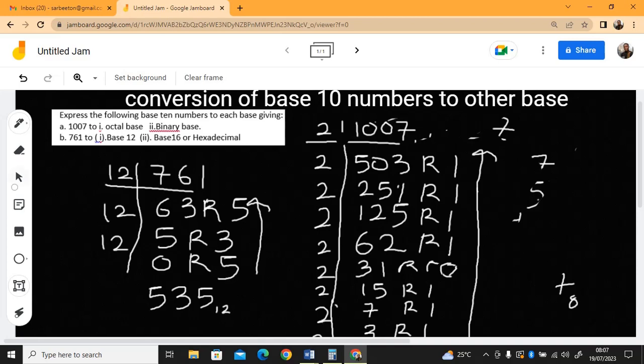So let's look at how to convert it to base 16. Copy this. Pause the video and copy it before we continue.